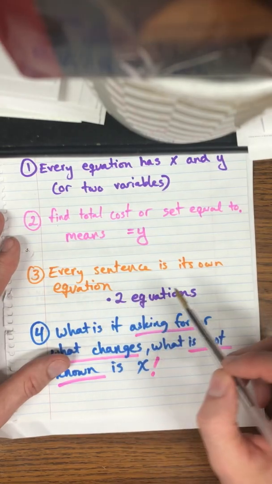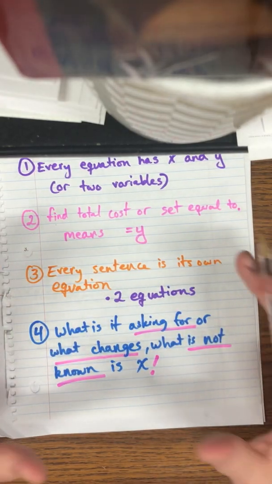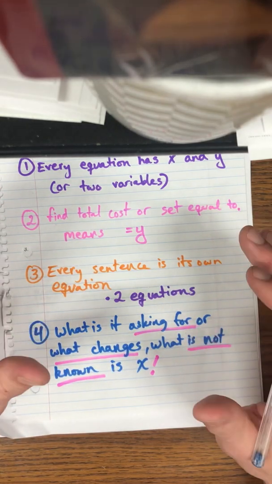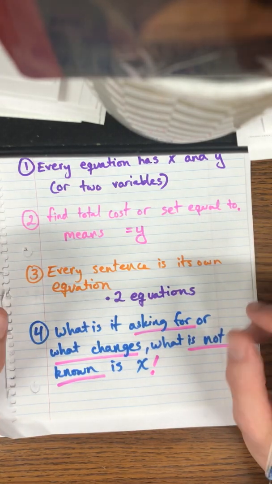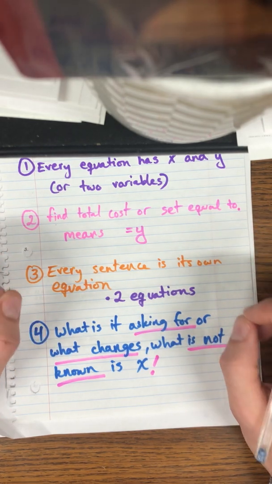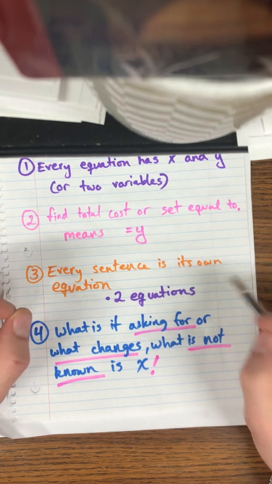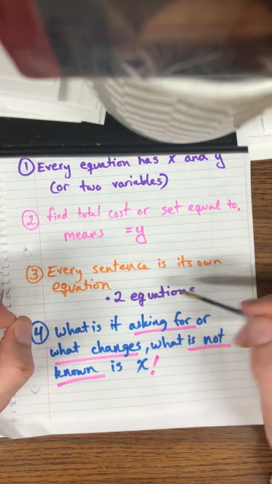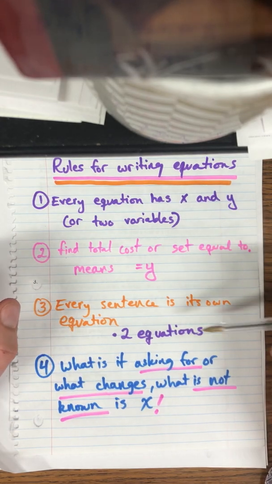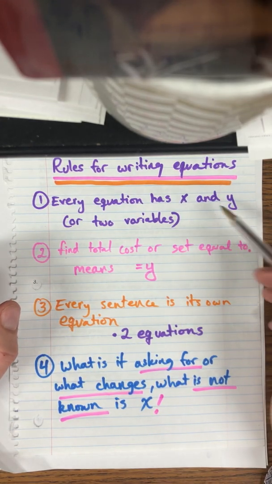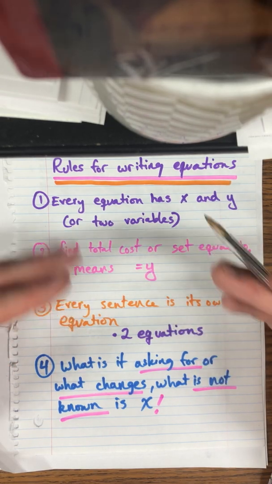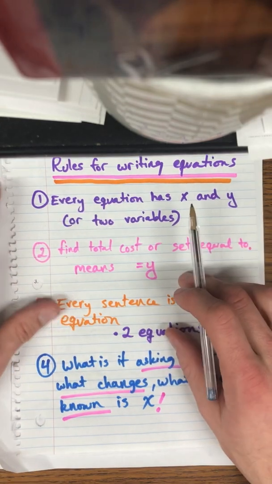Number 3, every sentence is its own equation. Sometimes they try to mix it up a little bit, but in general, 99% of the time, there's going to be at least two sentences giving information, and each sentence is its own equation. And anytime you deal with systems, you're going to have two equations, each with an x and a y. The reason you have two equations is because you have two variables. If you have two variables, then you need two equations to solve. If you only had one variable, you can solve it with one equation.